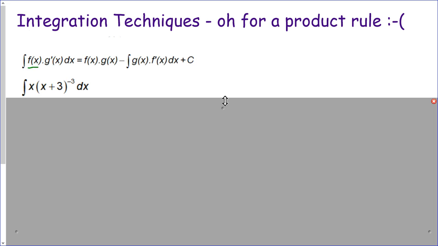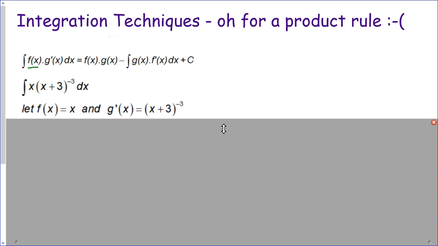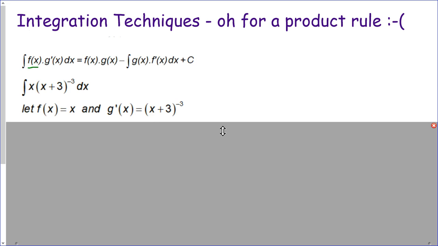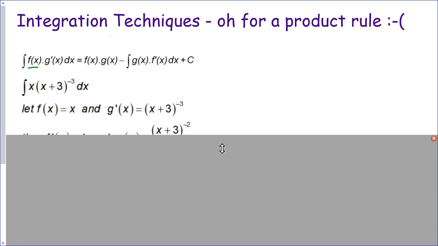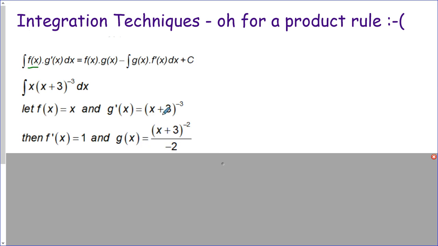So over here, I could integrate either of these things actually, and I could differentiate either of them. But in fact, when you differentiate x, it becomes simpler. So I'm going to let x be f of x and g dashed of x be x plus 3 to the minus 3. Now, for my formula, I'm going to need to know what g of x is. So I'm going to need to integrate this thing, and this is just a kind of composite function, and the derivative of x is just 1. So in fact, that's the integral of that, to get from g dash to g by integrating, and the derivative of f is just 1.